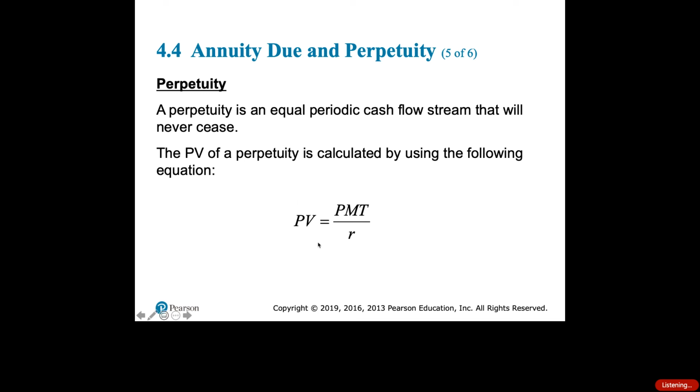And this is our formula here. So our present value is our payment divided by our rate. And this will definitely come in handy later on.